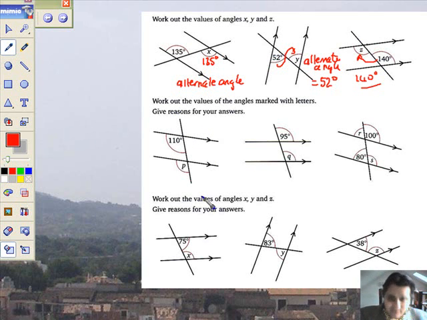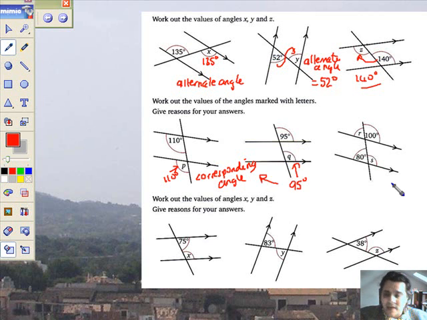This next part is question 2. Parallel lines, cut them through with a knife, and look, the 110 and the P are in the same position on the same side of the line. Therefore, this is going to be 110 degrees as well, and that's called a corresponding angle. Exactly the same with the 95 and Q. Parallel lines, cut it with a knife, so Q is also going to be 95 degrees.